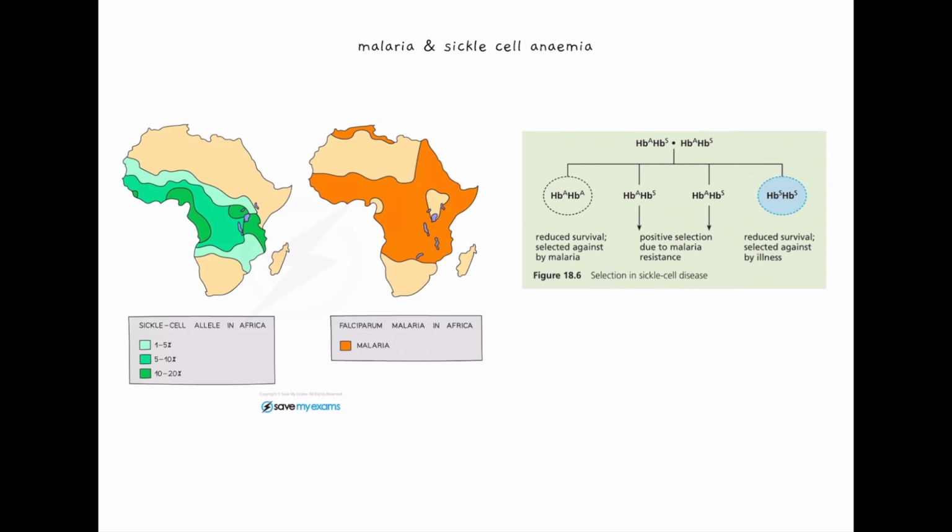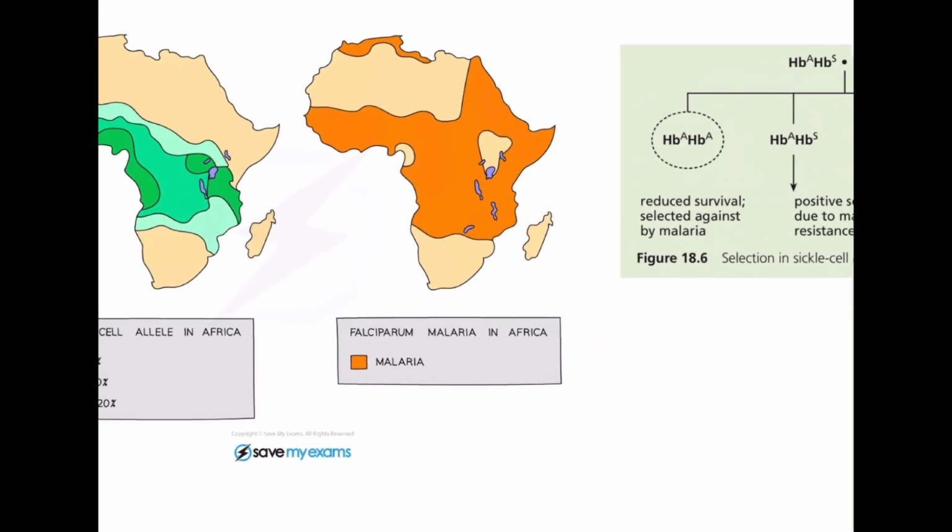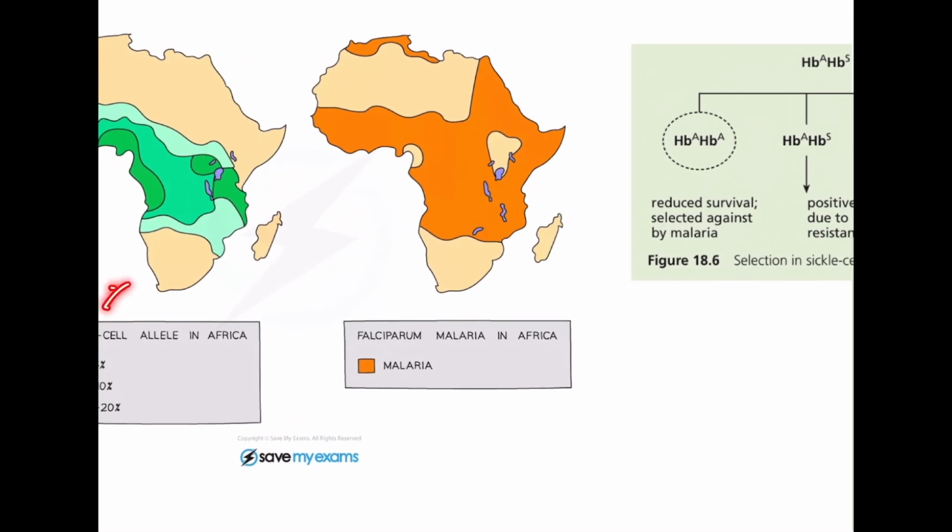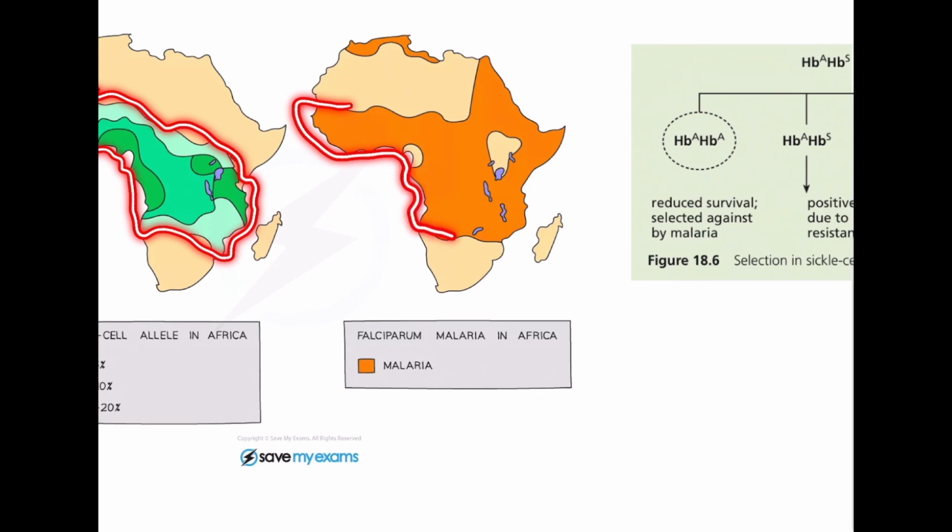We could also show this through this diagram in here. On the left, you have the sickle cell allele occurrence in Africa. I'm not really sure when this data is from, but let's just take it as a theoretical situation. And then on your right, you have the occurrence of malaria in Africa. If you notice, the green area on your left is also the area experiencing the malaria situation on the right.